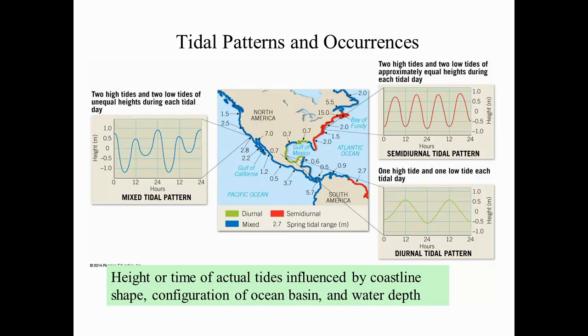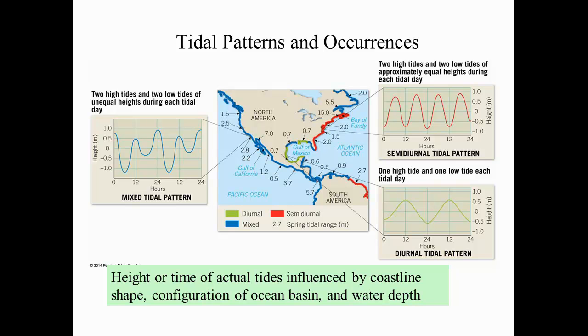Now, even though tides occur twice daily along many coastlines, the tidal patterns and occurrences can be quite different for different coastlines. For example, some coastlines exhibit what's called a mixed tidal pattern, as indicated by the blue color along, for example, the Pacific coast and parts of the east coast of Canada.